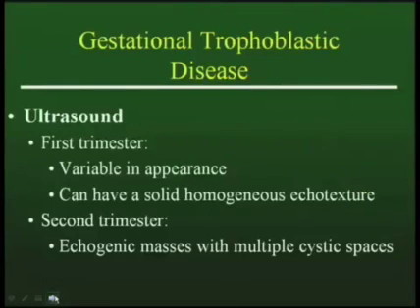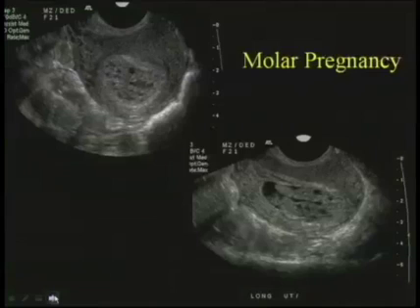Well, it is somewhat variable in appearance. In the first trimester, it can be echogenic or hypoechoic. In the second trimester, we tend to get the expansile echogenic mass with multiple cystic spaces. This is the classic form that you will read about most often, and is sometimes compared to a snowstorm or a Swiss cheese appearance. This is the classic molar pregnancy of the second trimester.